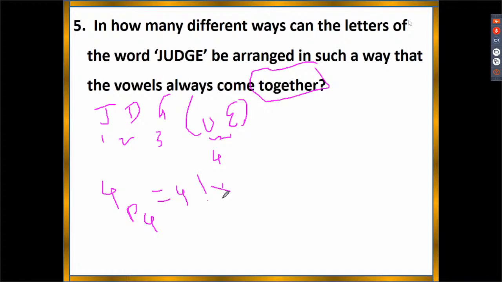But whenever they mention that the vowels always come together, there is no problem with the order. That may be UE or EU. Yes, for every UE, there is another combination with EU. So total how many? 4 factorial into 2, 24 into 2, 48 is the correct answer. So this is the way we have to approach whenever they mention that the vowels always come together.